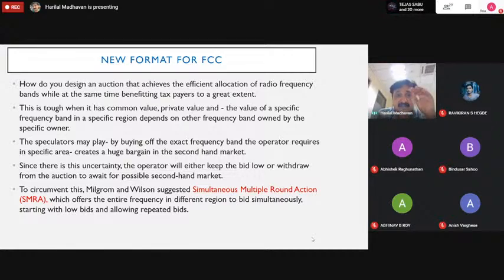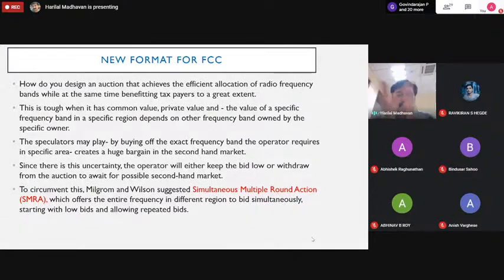And this is tough because it has a common value, a private value, and also the value of a specific frequency band. There are different blocks in the US, and each one is bid on locally. There is a possibility that a huge speculator working in some particular region of the US hijacks that bidding process by paying a huge amount, because they know that if there is a particular agency that wants to be nationwide, they want to cover the entire US, for example, they cannot do it if some of the areas have been taken by somebody else.